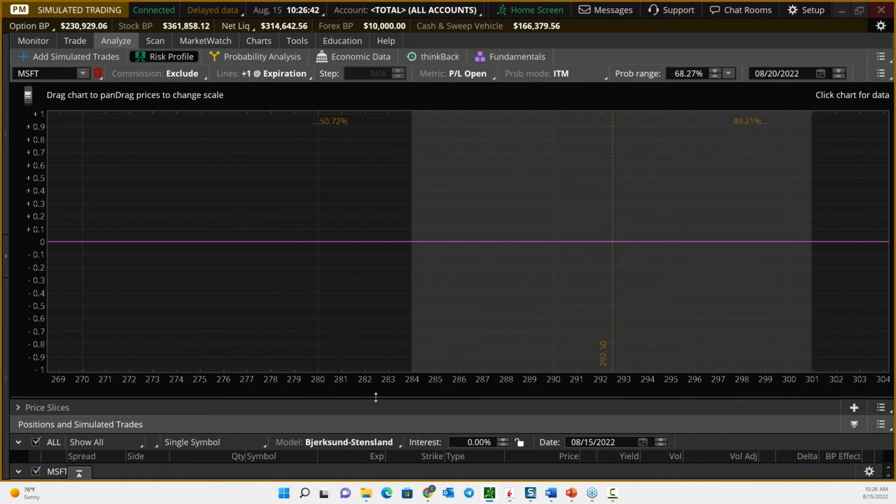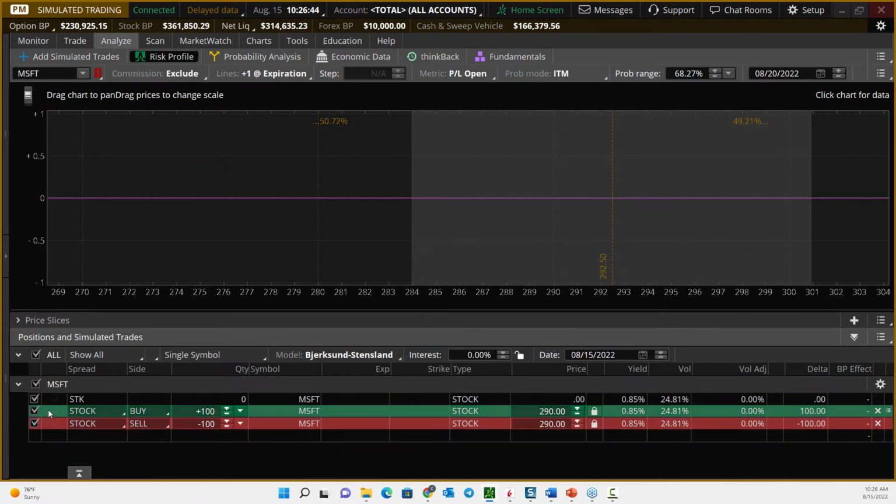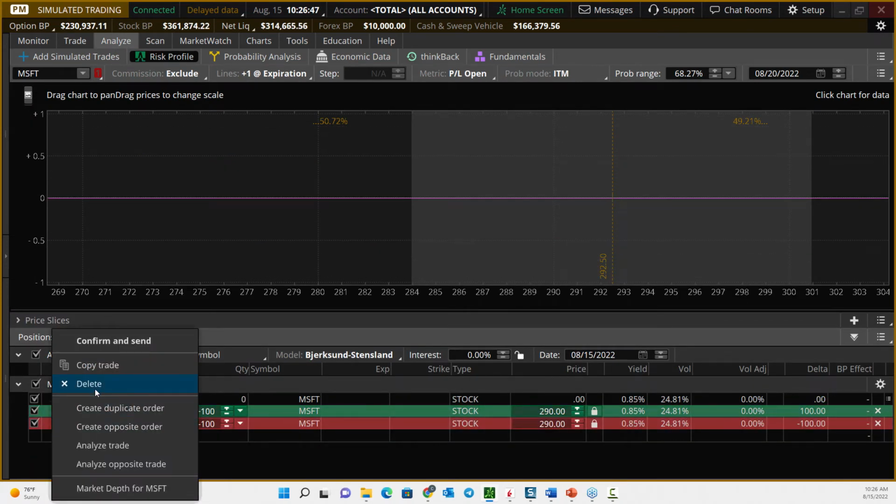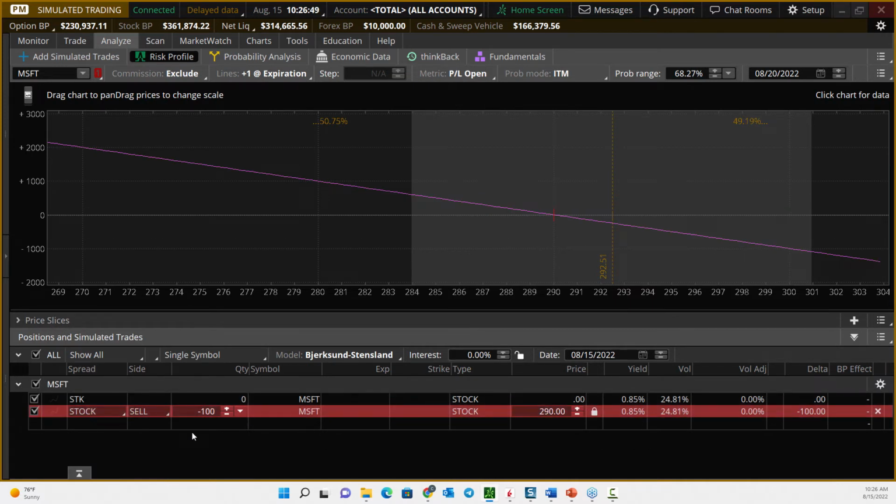Right click, analyze. Now I need to nuke this one. We can't have a long and a short. So I delete the buy. Now I just show the sell short position, 100 shares at 290. Look at how the line flip-flopped. Do you see how now as the stock price goes down, the profit goes up? But as the stock price goes up, the losses start to mount, right? And the same thing happens, but in reverse.